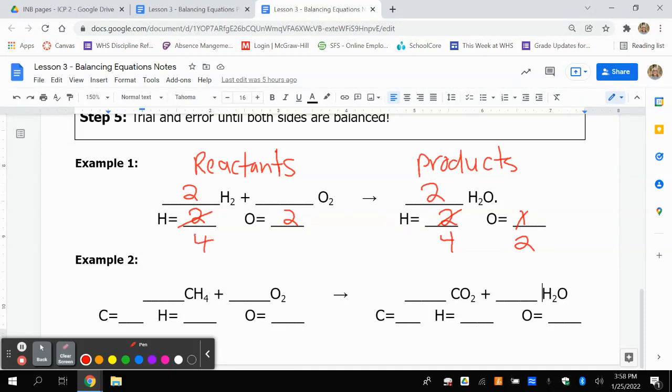Now I can double check. In my reactants, I have 4 hydrogens, 2 oxygens. In my products, I have 4 hydrogens, 2 oxygens. So I'm balanced and I'm done with balancing this chemical equation.